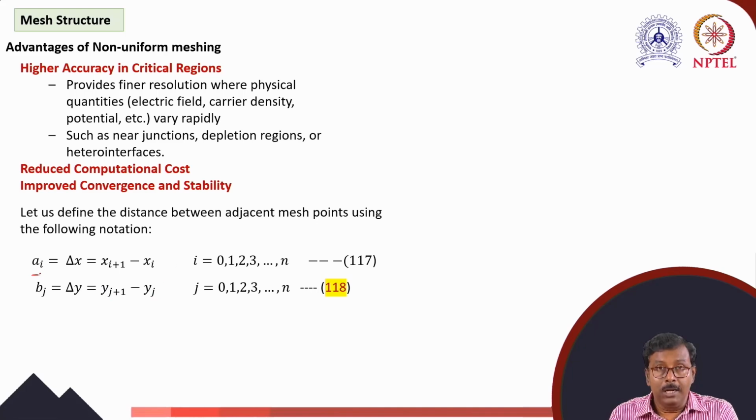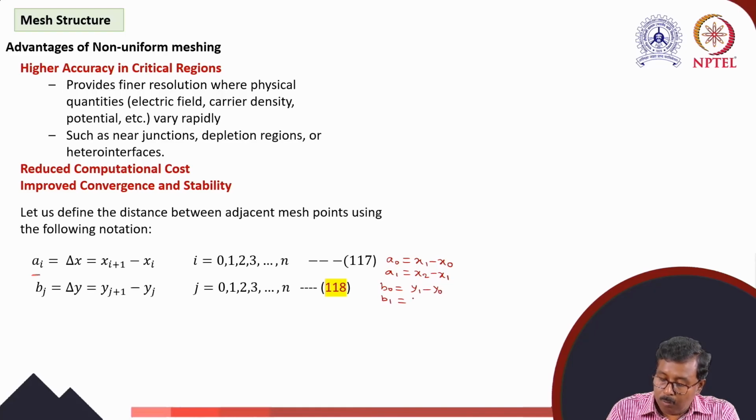So again I will clarify. So a0 will be x1 minus x0. So it depends on this value. So a0, that will be x1 minus x0. Similarly, a1, that will be x2 minus x1. And b0 will be y1 minus y0, but b1 will be y2 minus y1. Be careful. In this way, we will use the notation.